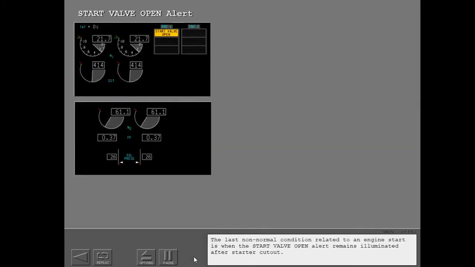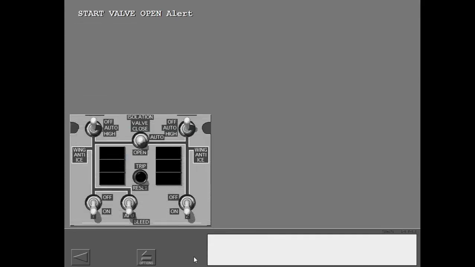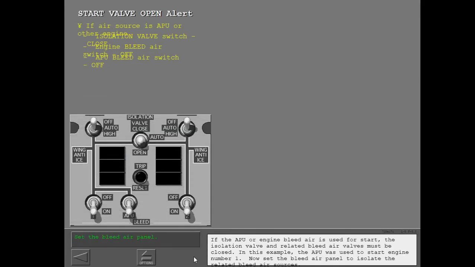The last non-normal condition related to an engine start is when the start valve open alert remains illuminated after starter cutout. To prevent damage to the starter, all bleed air sources to the starter must be isolated. If the APU or engine bleed air is used for start, the isolation valve and related bleed air valves must be closed. In this example, the APU is used to start engine number 1. Now set the bleed air panel to isolate the related bleed air sources.